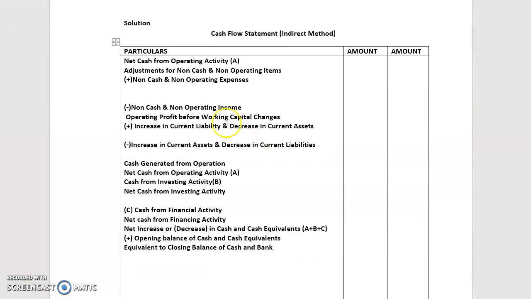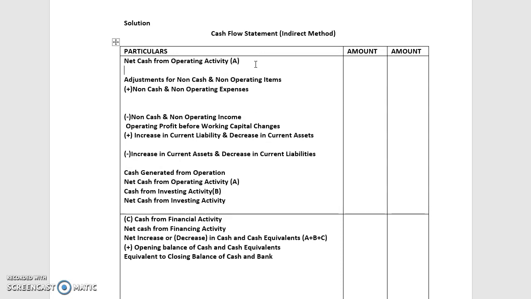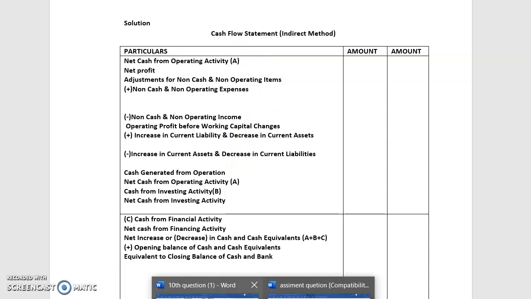Now we'll start with the solution. Cash flow from operating activities. In the beginning, you have to take the net profit. You all know well, you have to take the net profit. Net profit, you can see. Just come to the problem.